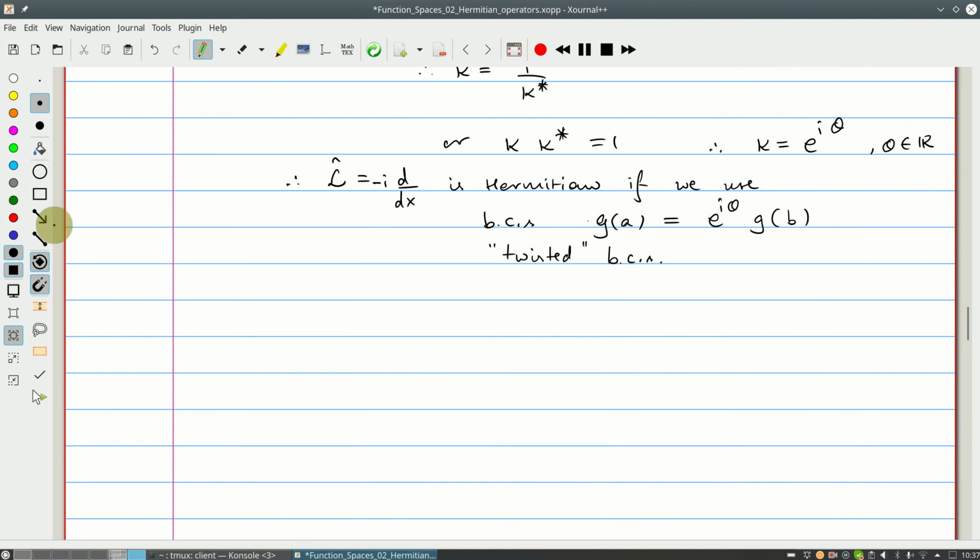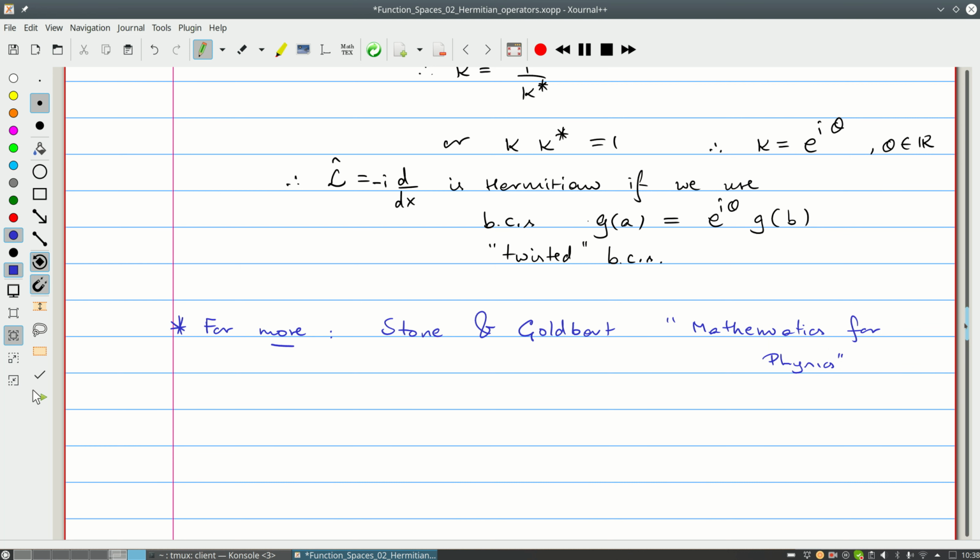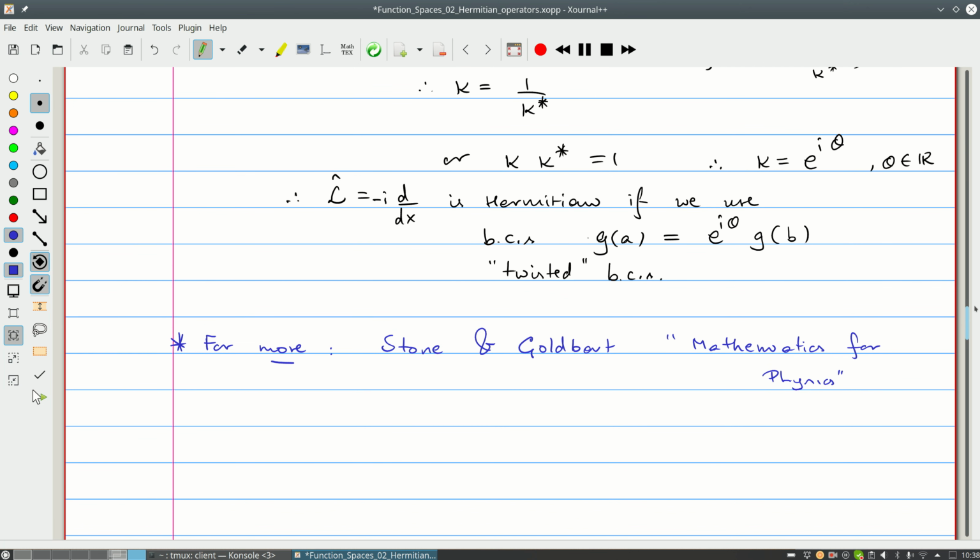And if you want to see more, see Stone and Goldbart, Mathematics for Physics. This book is in our library, as always, and it's more of a graduate level text. So if you do look into the book, just keep in mind that it's not meant for a first exposure to the topic. It's meant for those of you who have gone through the material, have found that it's not complete, and you'd like to see what else is there. Then this is where this book becomes handy. Okay, so let's move on.